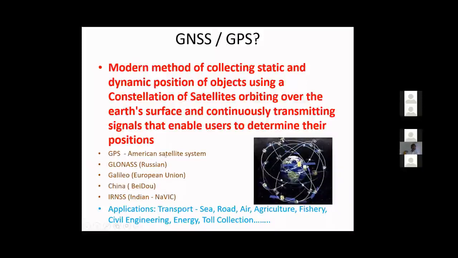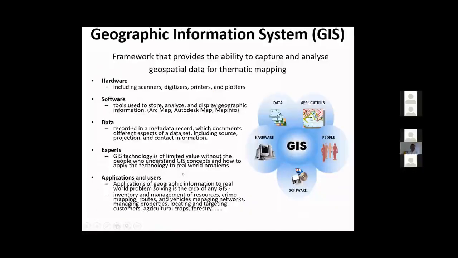So as I said earlier, the GPS is the American satellite system, GLONASS is the Russian system, the Galileo is for the European Union, and China has BeiDou, and IRNSS is the Indian system, and now we call this NavIC. And the applications are unlimited. Every day the applications are increasing in size and volume and type. It includes transport in the sea, because it started with navigation in the sea, and the roads, the airlines, agriculture, fishery, civil engineering, energy, toll collection, and whatnot. Everywhere the GNSS applies.